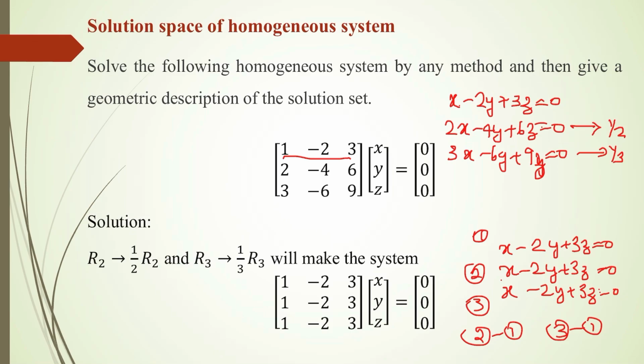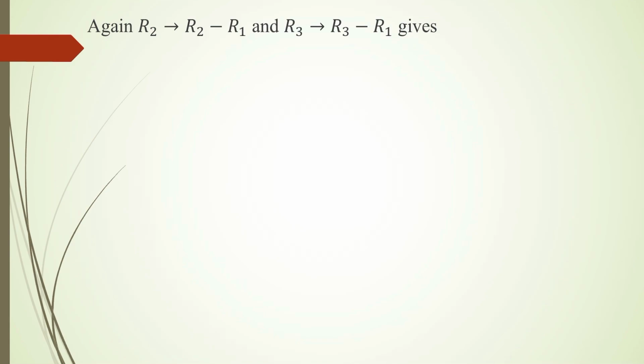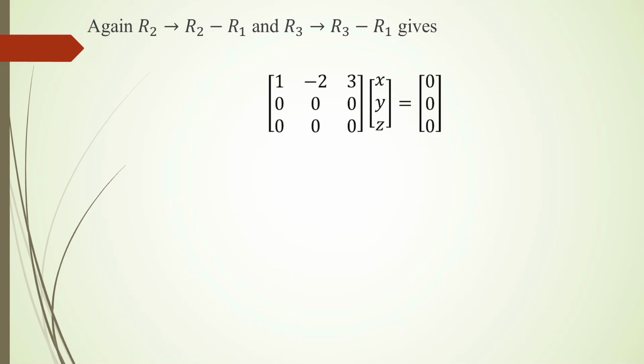Equivalently, in terms of matrix, I will change the second row to R2 minus R1 and third row to R3 minus R1. So R2 goes to R2 minus R1 and R3 goes to R3 minus R1. So that our system will be this. So actually we have only a single equation, x minus 2y plus 3z equal to 0. So any x y z satisfying this equation will be in the solution space of the given homogeneous system.